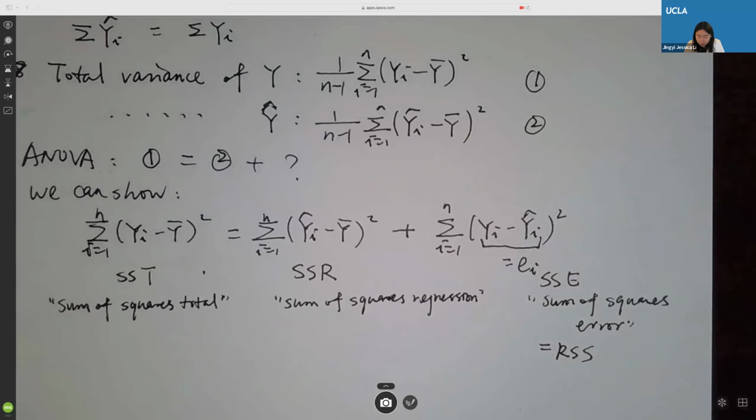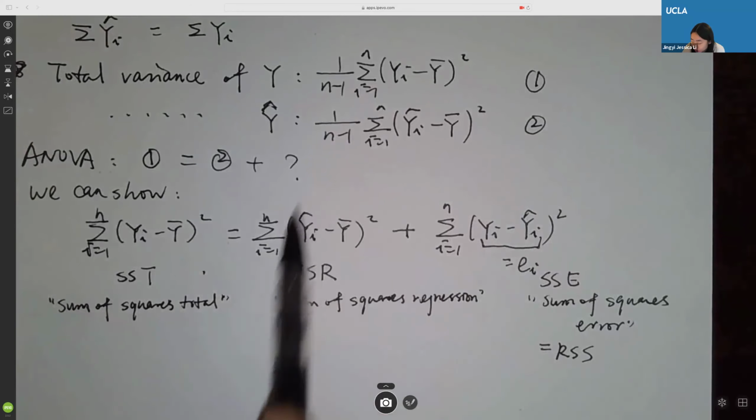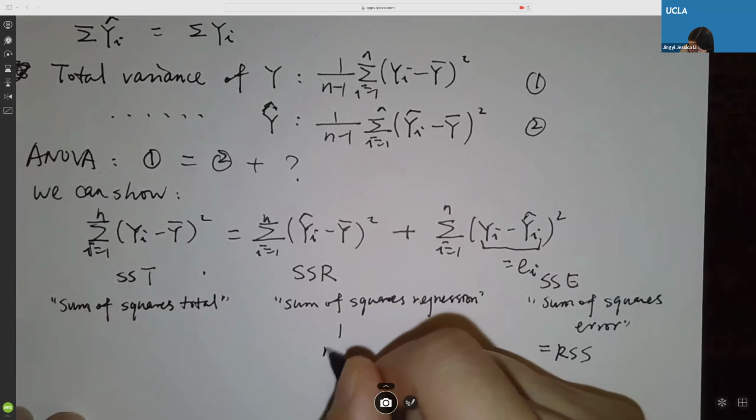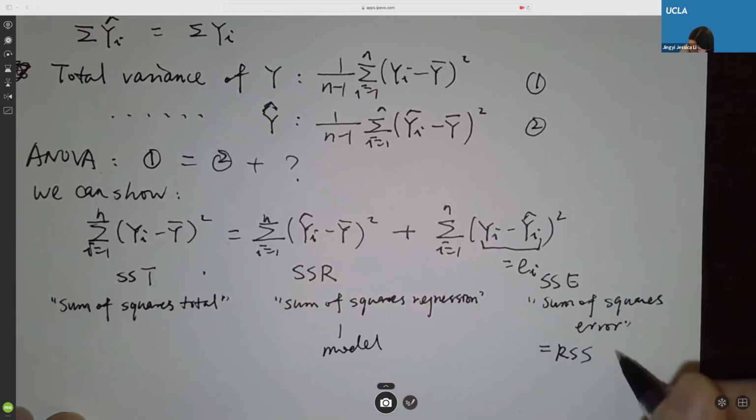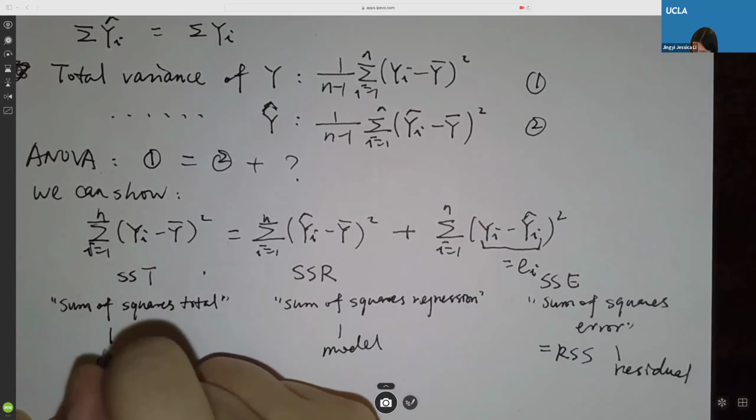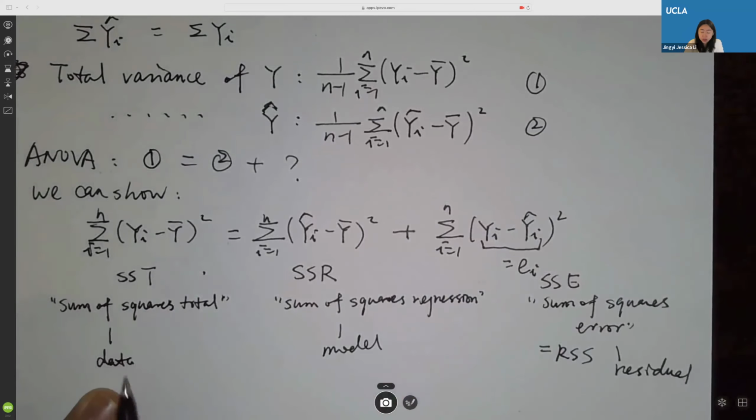So SSE means the error that our model cannot explain. So basically, this is our model part, and this is our residual part, and this is our data. So we start from our data and we decompose the variance in our data into what can be explained by the model and what cannot, the residual. Okay.